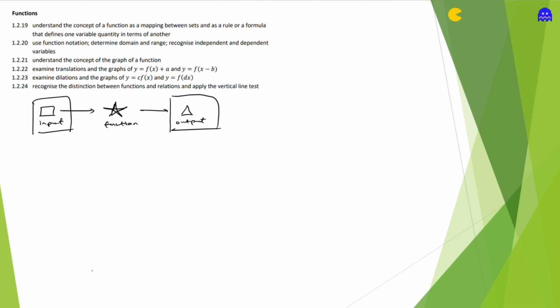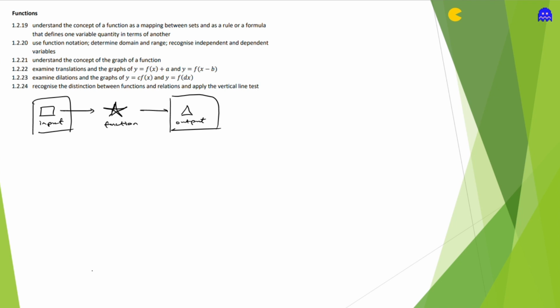And more specifically, one input can only correspond to one output. You can't put the square in and expect a triangle in one case and a circle in another case. It will always be a triangle.